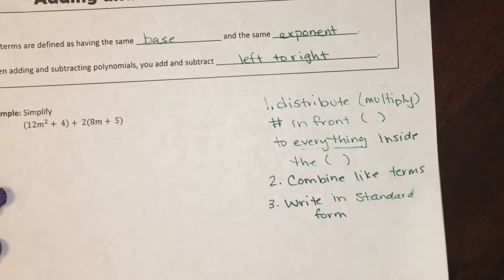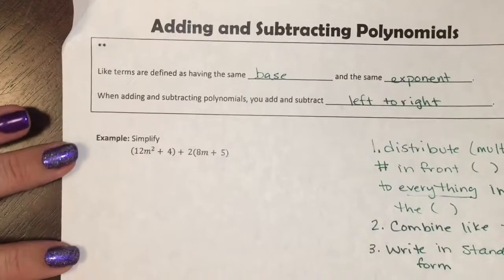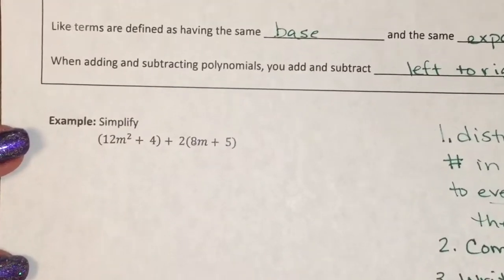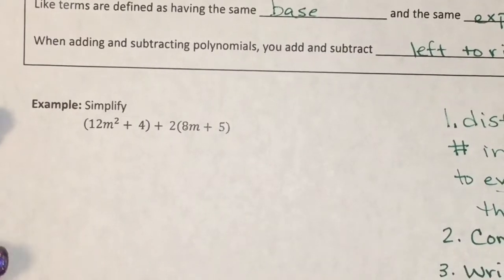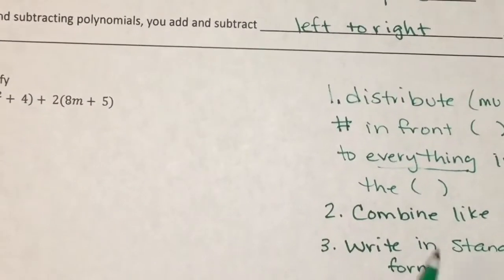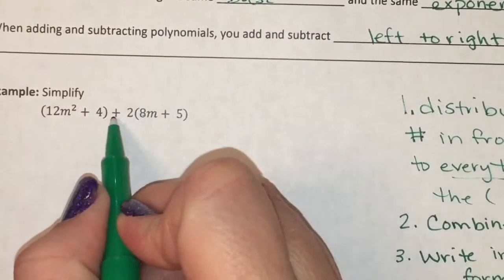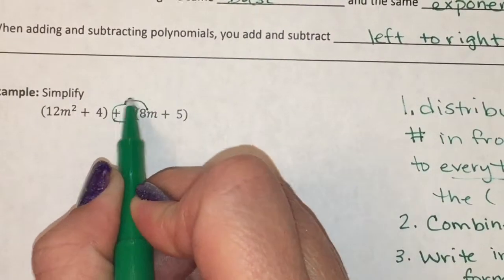So let's talk about adding first. So we are going to add these two polynomials together. So step number one is to distribute. So we have this positive 2 on the outside that we need to distribute to both.